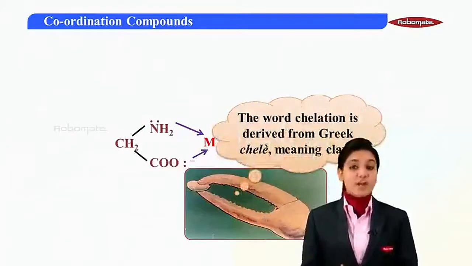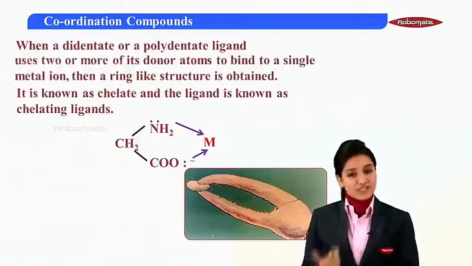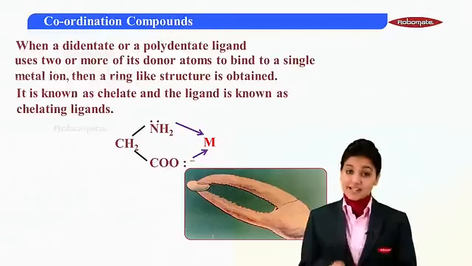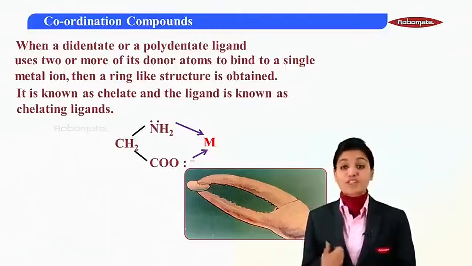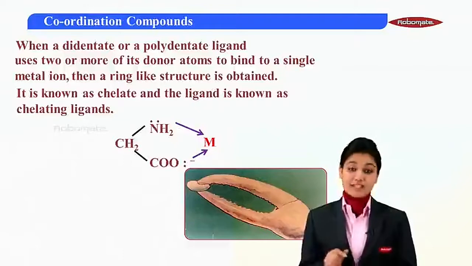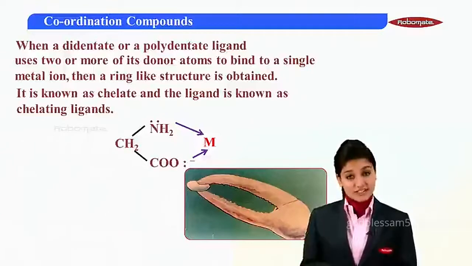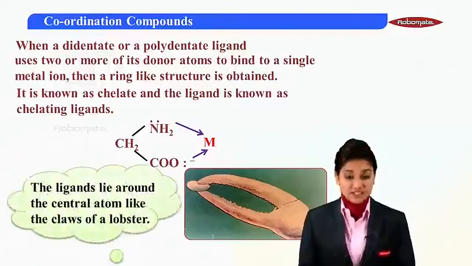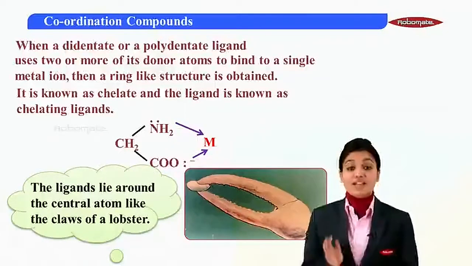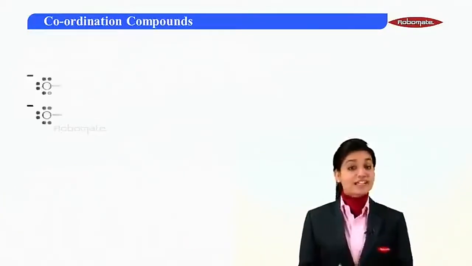The word chelate comes from the Greek word chel, which means claws, specifically claws of a lobster. Now, what exactly is the definition of a chelate? Whenever a didentate or a polydentate ligand uses two or more of its donor atoms to bind to a single metal ion, then a ring-like structure is formed, and this ring-like structure is called a chelate. The ligands are called chelating ligands, and the property is called chelation. The ligands lie around the central atom like the claws of a lobster. So I hope we are clear with what exactly is a chelating ligand.